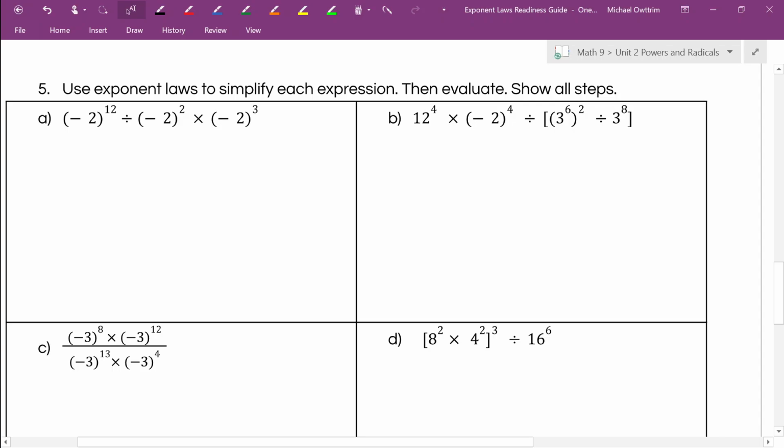Okay, question 5. We got more exponent laws here, so we just want to work through in BEDMAS order for the operations on our powers.